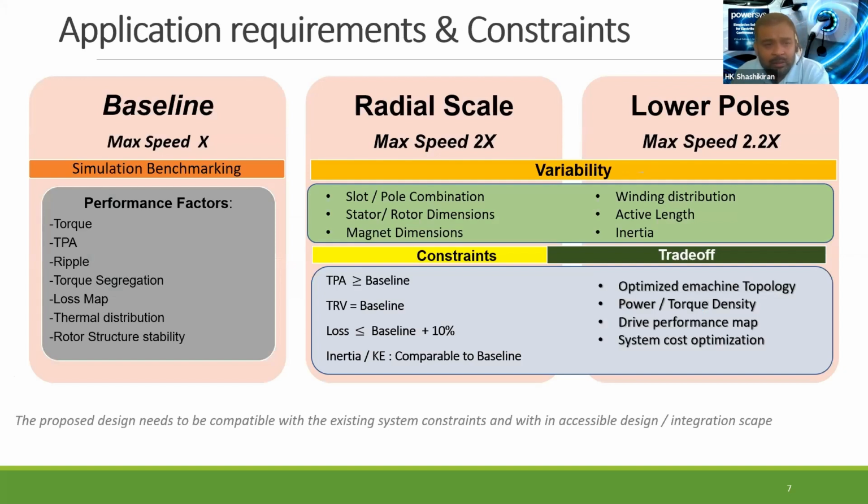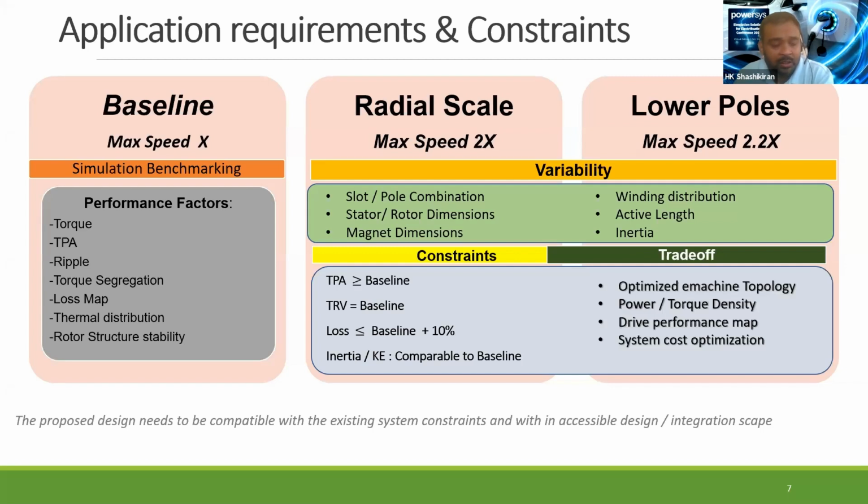So this is more about understanding the overall application requirement and the concerns that we had. We already had a baseline machine. We did a lot of testing and a lot of simulation benchmarking. Some of the performance parameters that we analyzed were the electromagnetic performance, the torque per amp, ripple, and also the torque segregation.